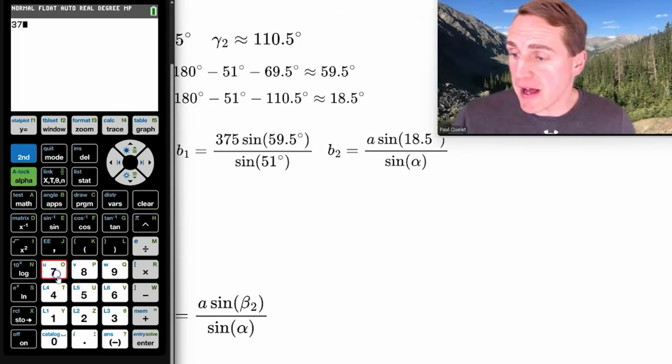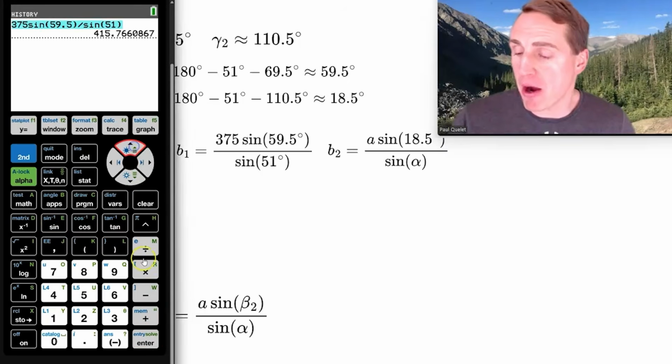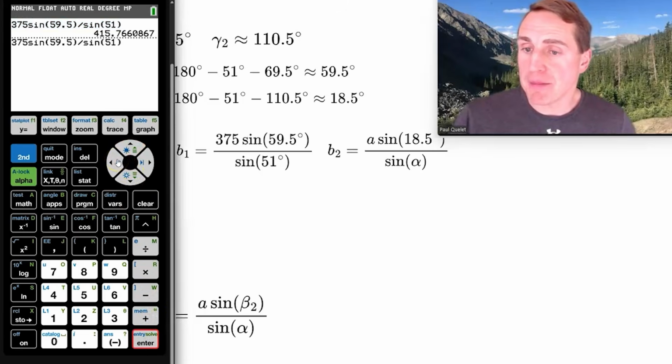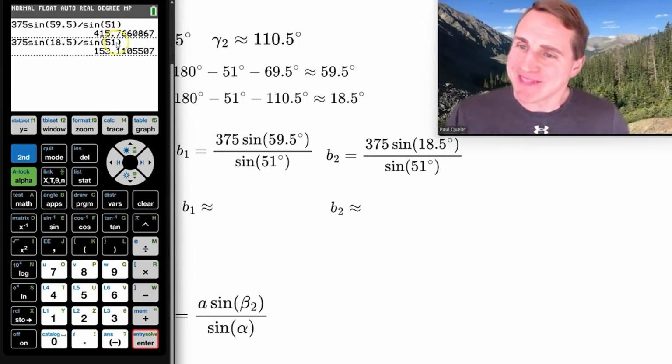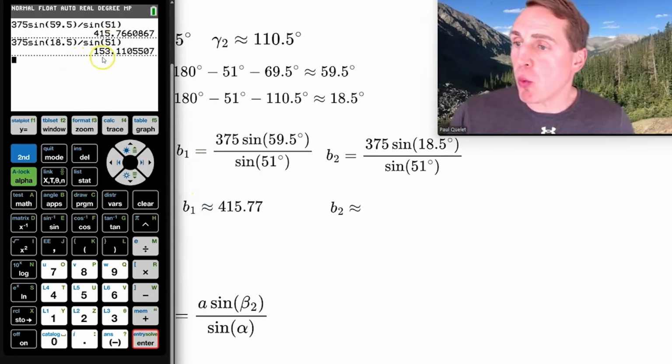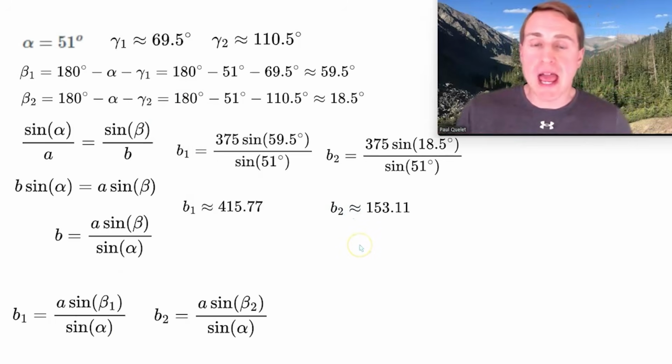So let's do 375 times the sine of 59.5 degrees divided by the sine of 51 degrees. And then let's repeat the calculation. I'm going to arrow up, and then it's going to be 375 times the sine of 18.5 degrees divided by, again, the sine of 51 degrees. Okay, so for B1, we get about 415.77. And then for B2, we get about 153.11. So now we have our two full triangles solved for.